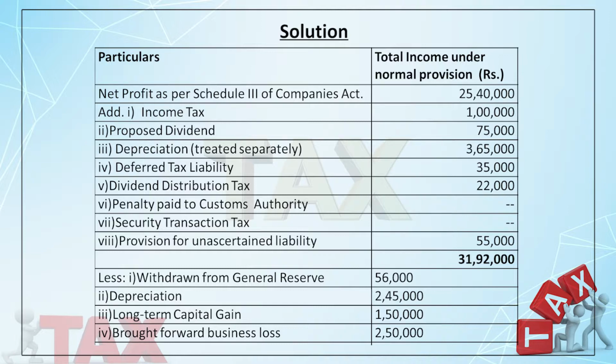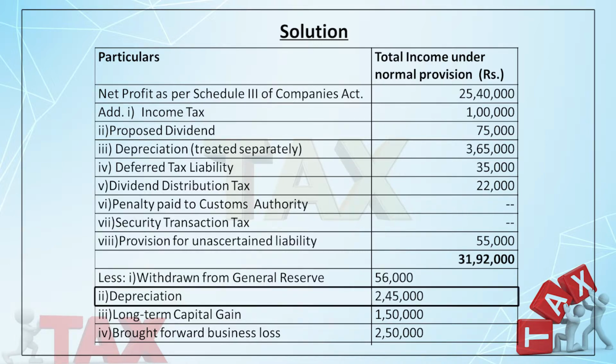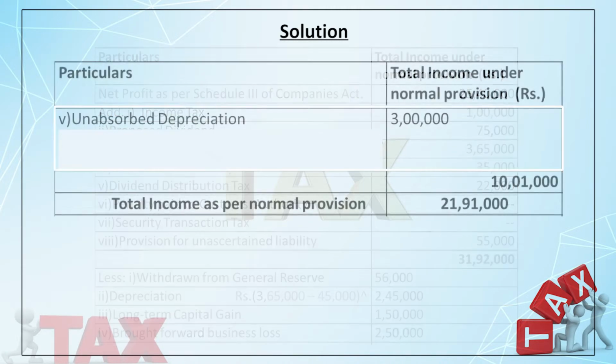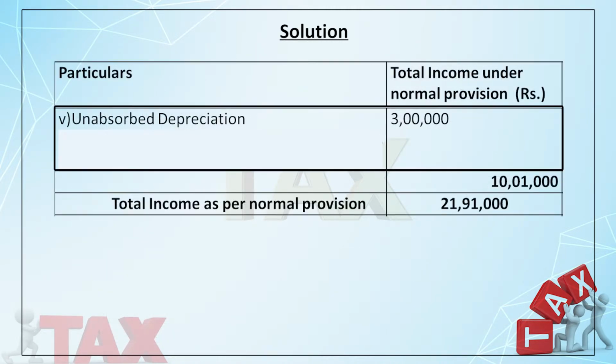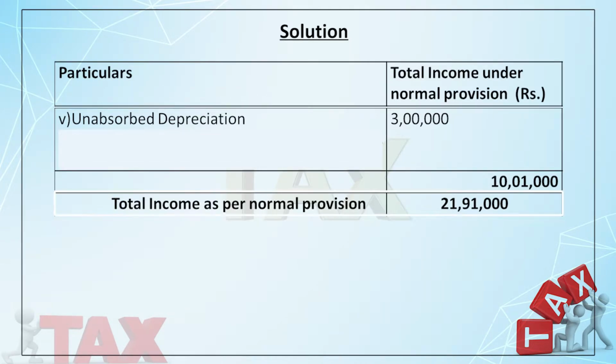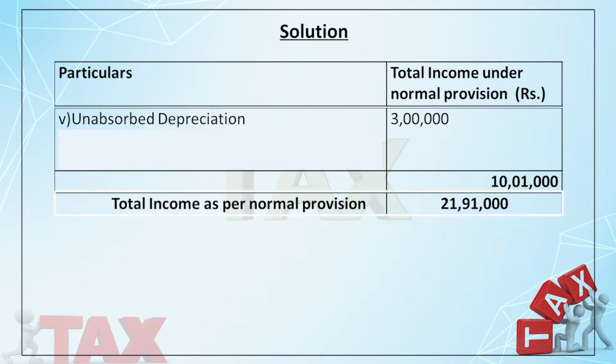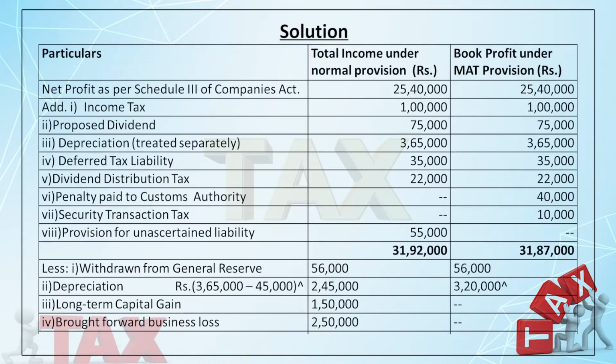So, you have to add all these things to the net profit and then you have to deduct the amounts which have been credited to the statement of profit and loss for the calculation of total income as per normal provision, like withdrawn from general reserve rupees 56,000, depreciation rupees 2,45,000, long term capital gain 1,50,000, brought forward business loss 2,50,000 and unabsorbed depreciation 3 lakhs. So, all items to be deducted and the total income comes to 21,91,000, something like that.